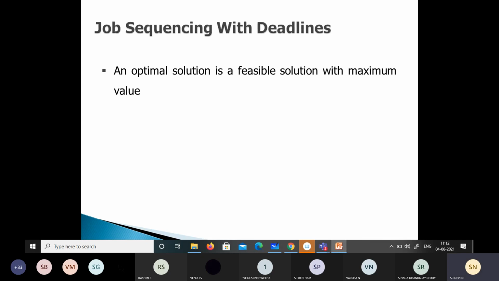Here, we have to select the jobs in such a way that you will get maximum profit.